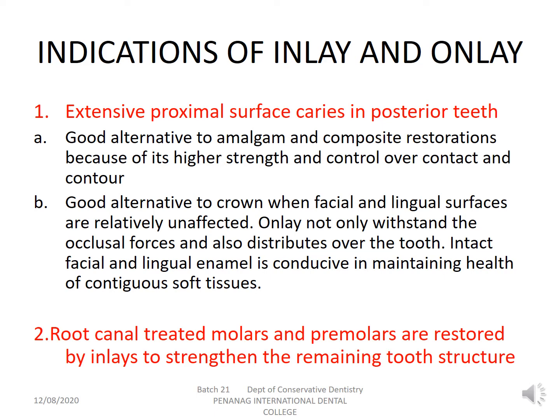Coming to indications of inlay and onlay, they are usually indicated when there is extensive proximal surface caries in the posterior tooth. These restorations are good alternative to amalgam and composite restorations because of its high strength and control over contact and contour. Because they are prepared in the laboratory, you can control the contact and contour, and they are metal restorations. They have got higher strength compared to amalgam and composite.